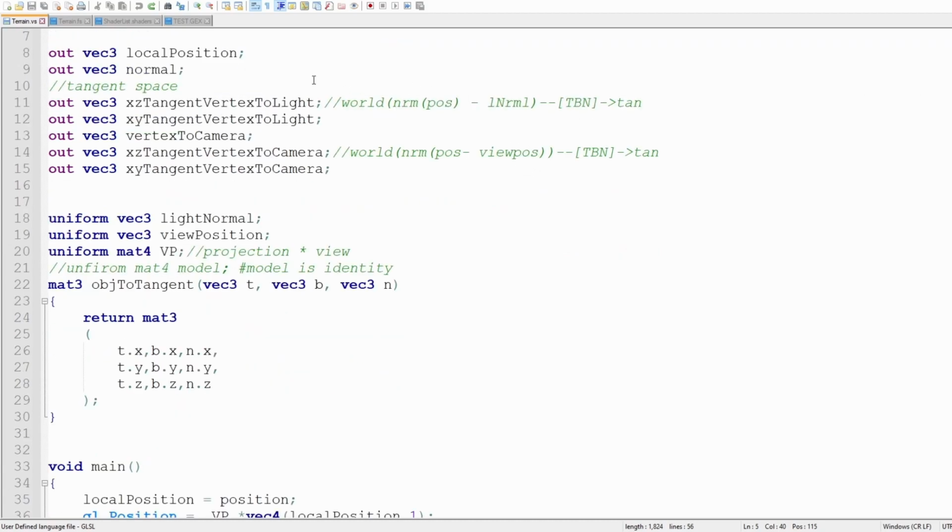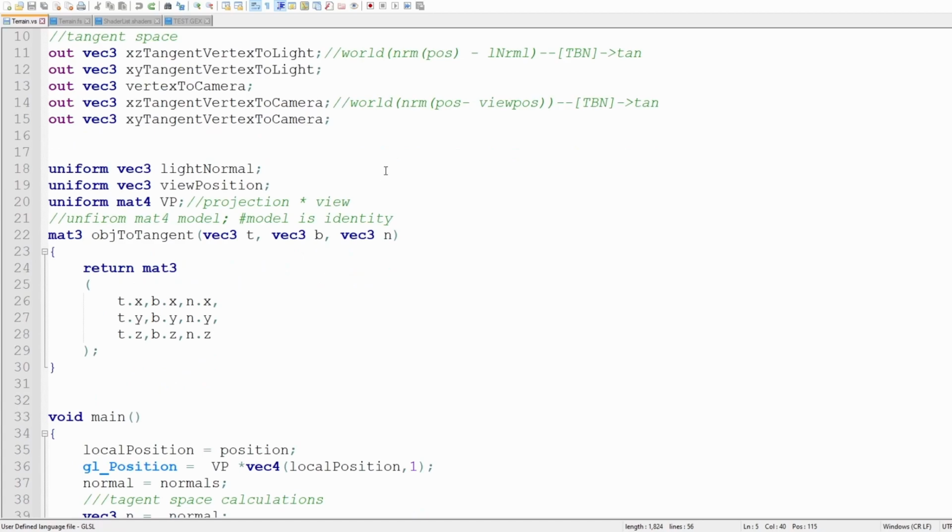For output, we will be outputting the vertex as local position and the vertex normal as normal. And we will also output some light to vertex and vertex to light calculations in the two tangent spaces. One thing I did forget to mention is that we are only interested in the tangent fields along the XZ and the XY plane. The reason being is that the tangent field for XZ is the same as YZ, since these are both the lateral faces of the cube.